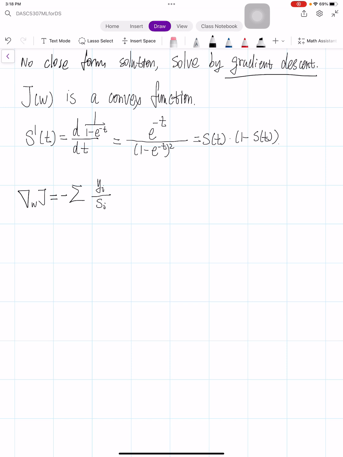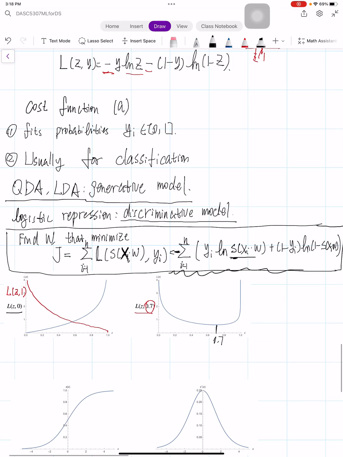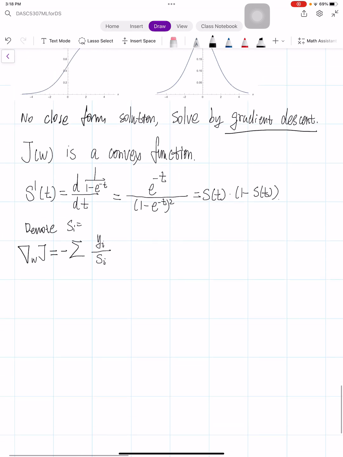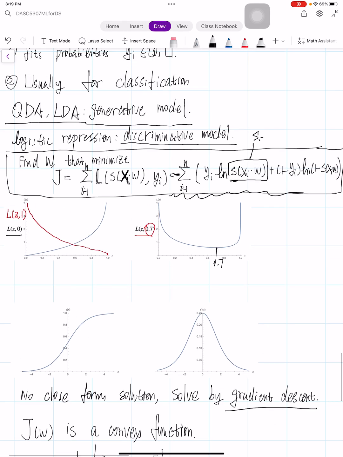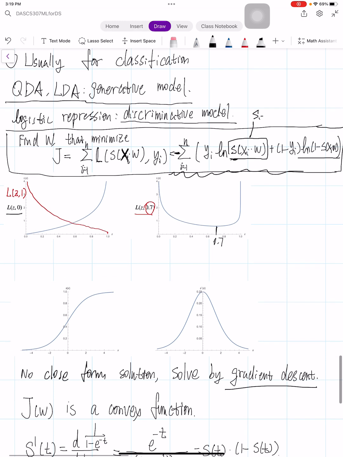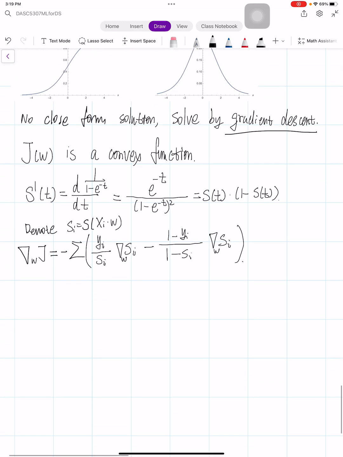Here, let's denote si equals this, the logistic transformation of xi w. Then you take the gradient of si with respect to w, and minus 1 minus yi times the gradient of si. If you take a look at this term, you take the derivative, 1 over, you flip it, and then you take the gradient of the inside function by applying the chain rule.